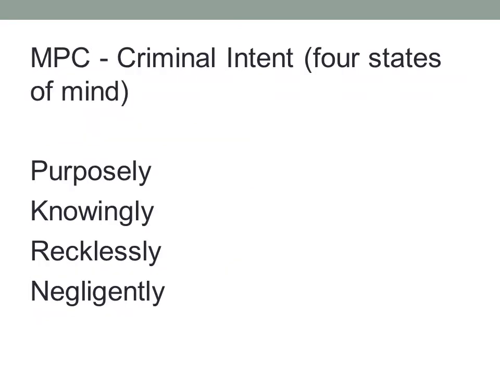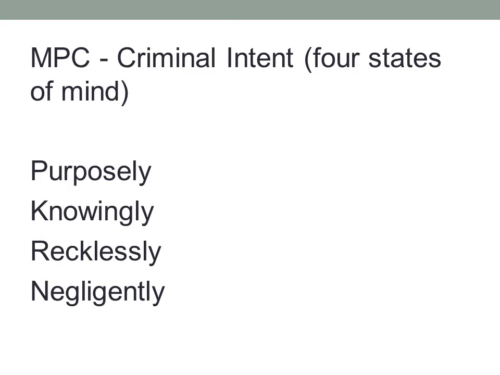There are four states of mind. When we were talking about malice aforethought, specific intent, and general intent, those were general terms. Now we're going to put the specific states of mind together. The first one is purposely. Purposely means that a defendant intends to engage in the conduct and intends the result. This is the term that we are going to see relative to specific intent.